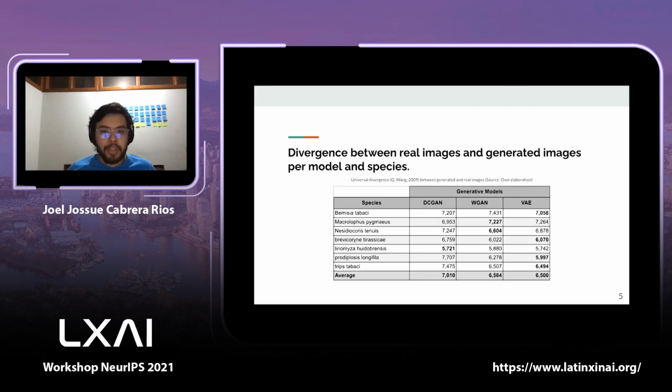For the quantitative evaluation, we calculated the divergence between two distributions of t-SNE embeddings: the original images of a given insect species against the model-generated images of the same species. Lower divergence values mean that the distributions are closer. The table shows the resulting divergence metric for each insect species and generative model. These results suggest that variational autoencoder and Wasserstein have similar capabilities to capture the distribution of the original images, with the variational autoencoder model slightly better, as evidenced in the average divergence.